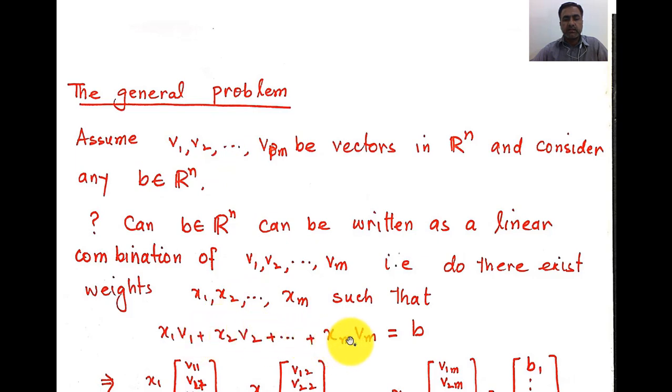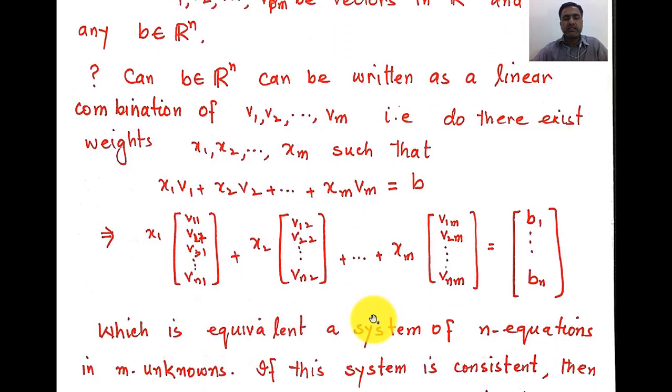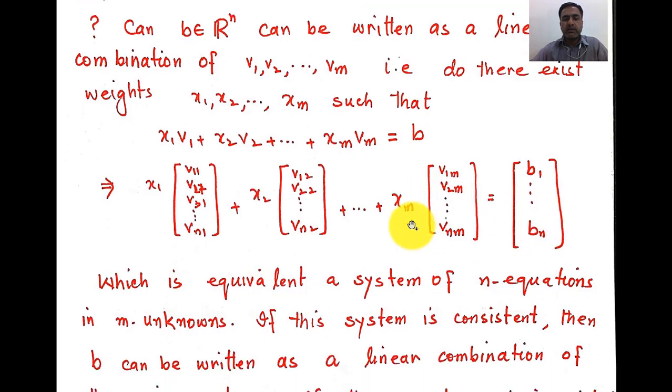So this is the linear combination, and asking whether b can be expressed as a linear combination of these, we have this problem, which can further be simplified. Since these are vectors in Rn, each vector has n components, hence this can be expressed as x1 times v11, v21, v31, up to vn1, and similarly the last one would be xm times v1m up to vnm, equals b1 up to bn, which can be written as a system of n equations and m unknowns.